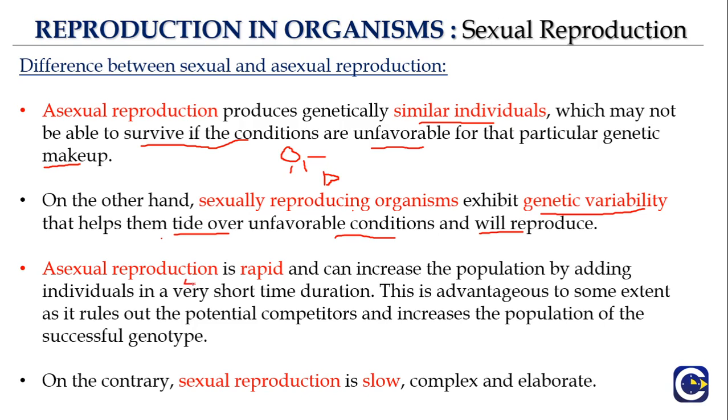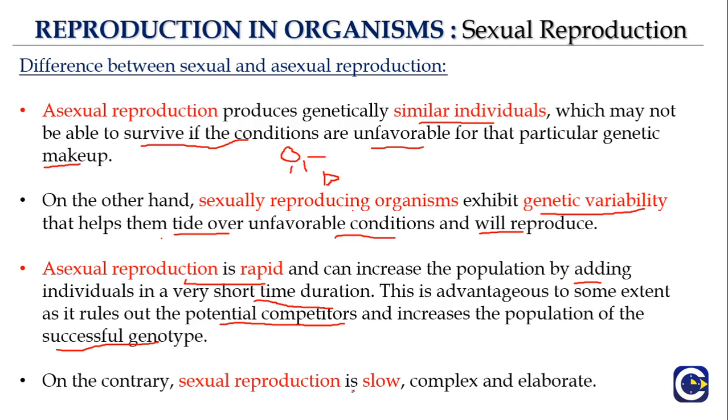Other differences: asexual reproduction is rapid, and increases the population by adding individuals in a very short duration of time. This is advantageous to some extent as it rules out potential competitors and increases the population of a successful genotype. We saw various modes of asexual reproduction in the previous part of this chapter, and one of them was multiple fission. So a large number of individuals can be produced in a very short duration of time. And this is advantageous as it rules out potential competitors, and increases the population of the successful genotype.